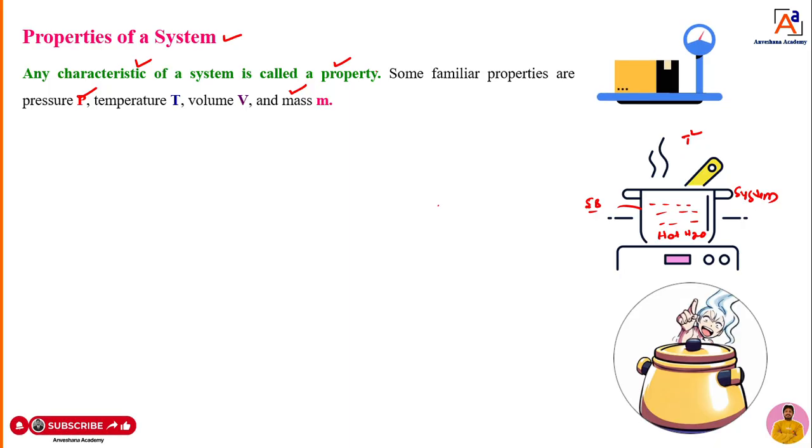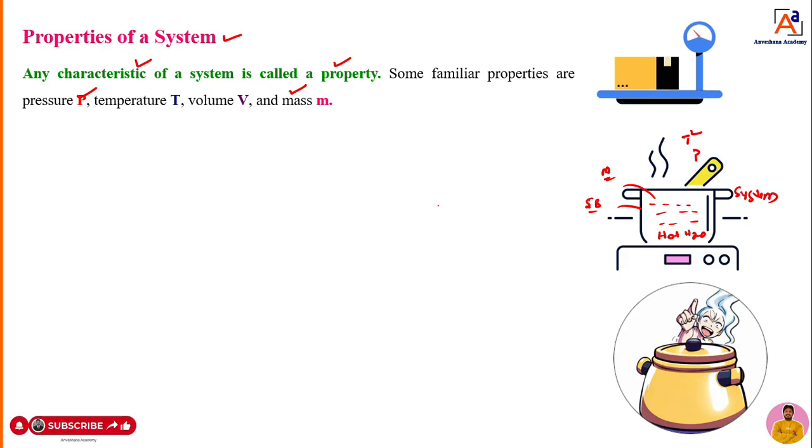That is nothing but a property of a system. Second, when there is heat, when there is a temperature in the water, definitely there will be pressure. Again, that pressure is a characteristic or a property of a system. When I consider a certain quantity of matter, it is going to have a certain quantity in terms of mass. That is also a kind of property or characteristic of a system.